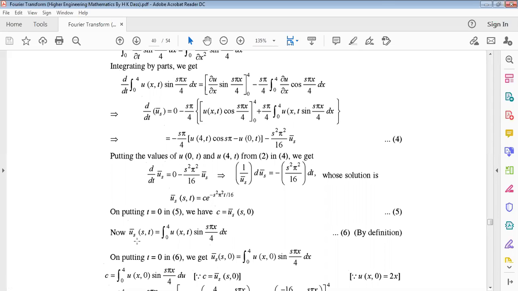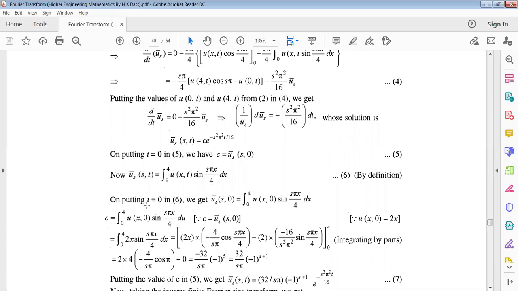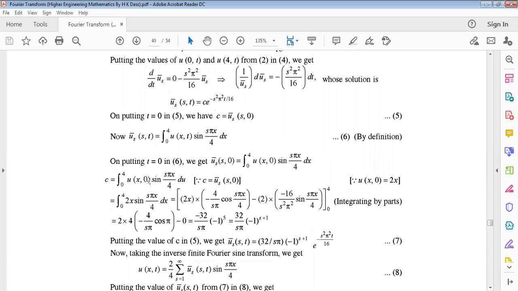Again, the Fourier transform of s,t equals the integral from 0 to 4 of u(x,t) sin(s pi x/4) dx. By the Fourier transform definition, we get this equation 6. Now putting t equals 0 here, we get the Fourier transform of s,0. Then this will give the integral of u(x,0) sin(s pi x/4) dx. Now taking this integration, but this equals c, remember it, we have already proved this equals c. Now c equals the integral from 0 to 4 of u(x,0) sin(s pi x/4) dx, since c equals this one.